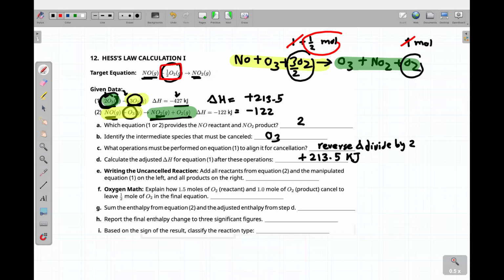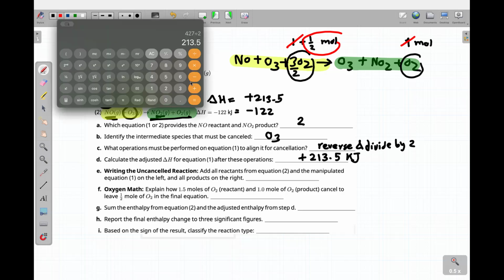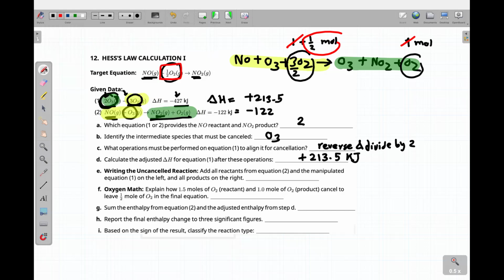Sum the enthalpy for equation 2 and the adjusted enthalpy from the previous step. So let's put the plus 213.5 plus the 122 that's actually negative. So we get plus 91.5 kilojoules. Don't forget the sign. The final enthalpy change to 3 significant figures, and based on the sign, it's going to be an endothermic reaction.